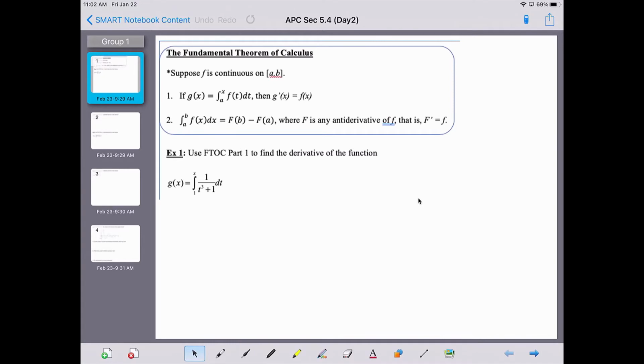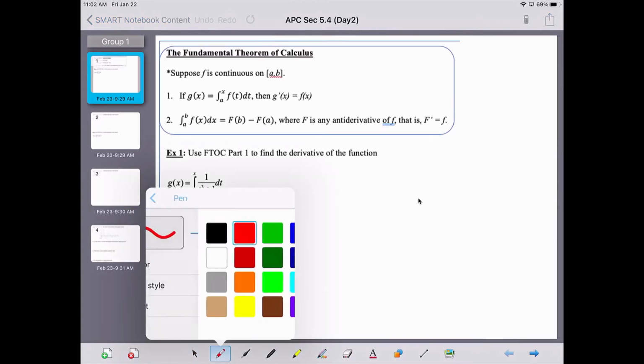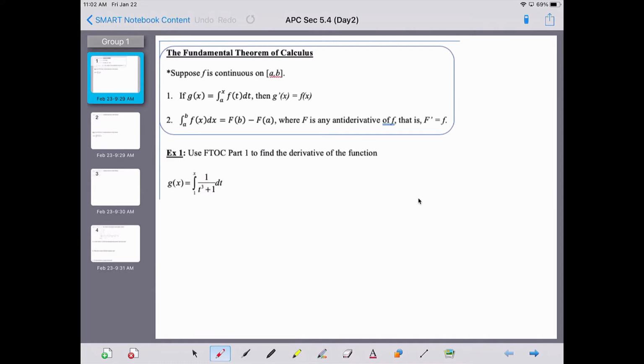All right, so example 1 is asking us to use the fundamental theorem of calculus part 1 to find the derivative of the function. So we are given that g of x is equal to the integral from 1 to x of 1 over t cubed plus 1 dt. And it doesn't really matter what our lower limit of integration is. It only matters what our upper limit of integration is, and the fact that it is x, because, again, we know that when we integrate and then differentiate, basically we just get back that original function.